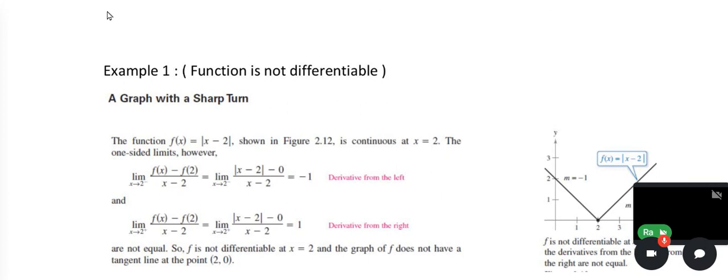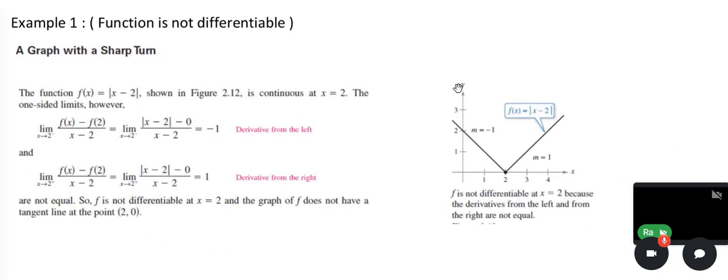Let's understand differentiability with an example. Let's take this function, mod x, the absolute value function. The parent function for this one is mod x, the absolute value function. So this is actually transformed, translated. It is shifted to the right by 2 units. So we have this function f of x equal to the absolute value of x minus 2.